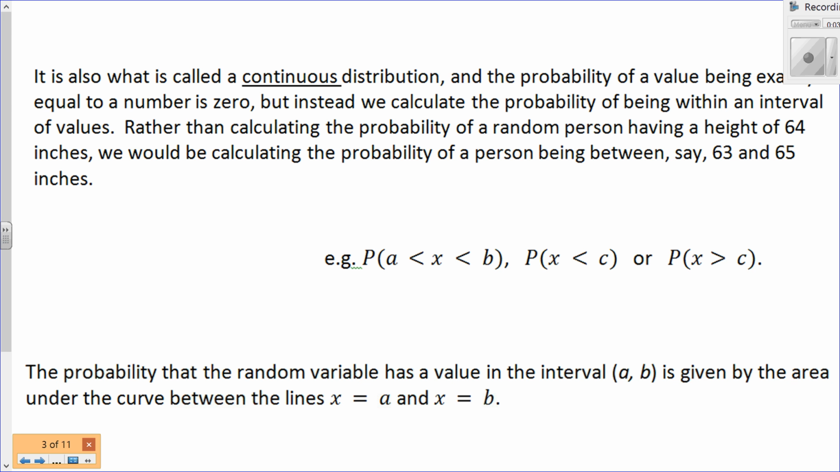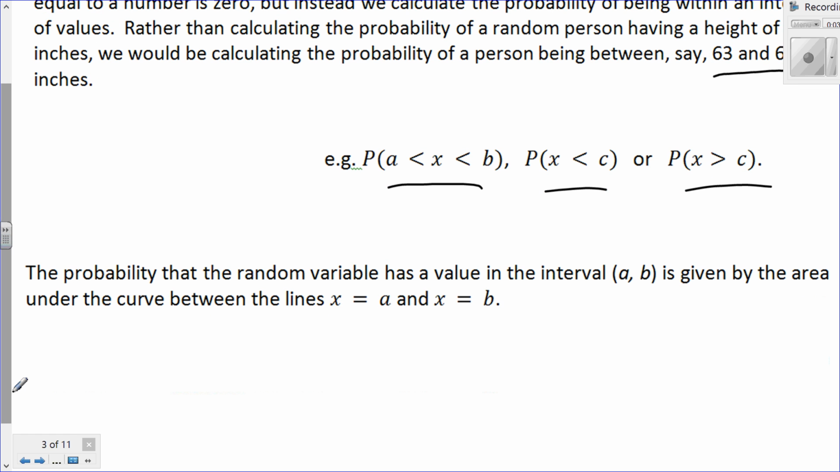The normal distribution is also what's called a continuous distribution. So the probability of a value being exactly equal to a number is 0. Instead, we calculate the probability of being within an interval of numbers. So rather than calculating the probability that a random person has a height of 64 inches, we'd calculate the probability that a person has a height between 63 and 65 inches. In general, when working with the normal distribution, we don't find the probability of x being exactly equal to a number. We find the probability x is between two numbers, less than a number, or greater than a number. And again, we'll be drawing sketches to help us keep track.